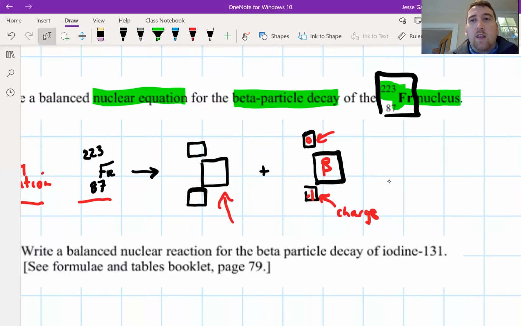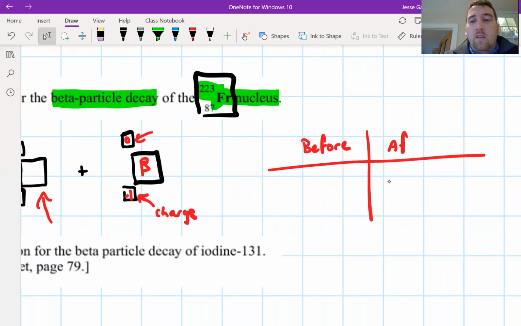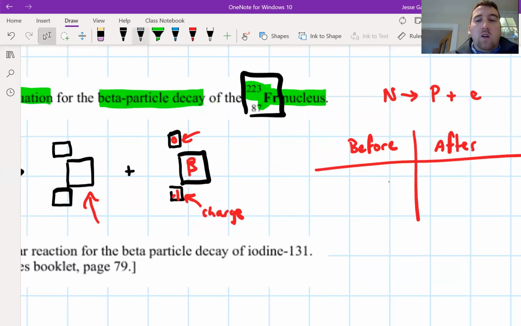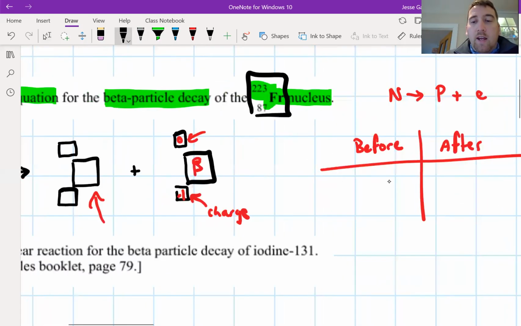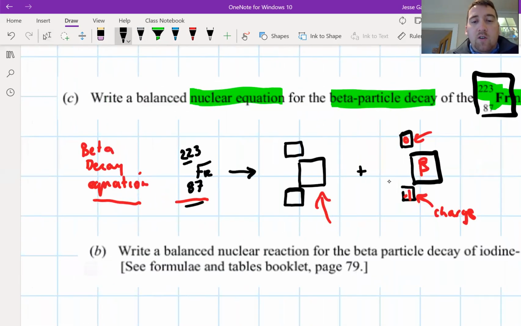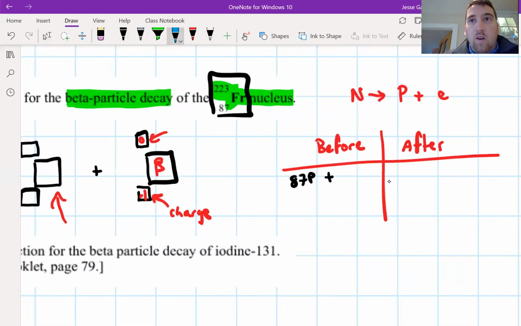And remember, try to think about what happens before and after. So before beta decay versus after beta decay. Well, what happens is a neutron, we said it in the definition above, splits into a proton plus an electron. Okay, so before the beta decay, we had an atomic number of 87. So that meant we had 87 protons plus, well, how many neutrons did we have? Well, it's 223 take away 87. So we would have had 136 neutrons.